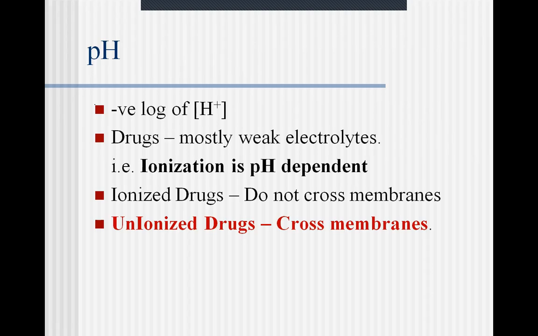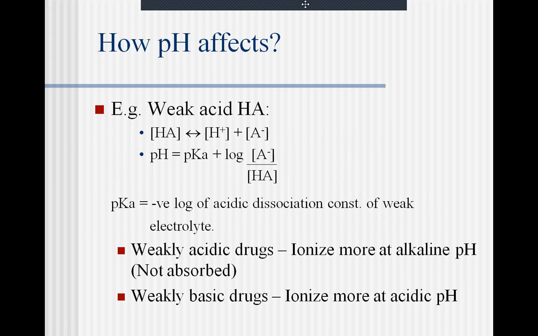The other important factor that determines the absorption of the drug is the pH, which is the negative logarithm of hydrogen ion concentration. And most of these drugs are weak electrolytes. So that means their ionization is pH dependent, and ionized drugs, being water soluble, do not cross the cell membrane, whereas unionized drugs can easily cross the cell membrane. So how does this work? Let's say for a weak acid HA, this is dissociated into H positive ion and A negative ion, and the pH is determined by the dissociation constant and the log concentration of the negative ion over the acid.